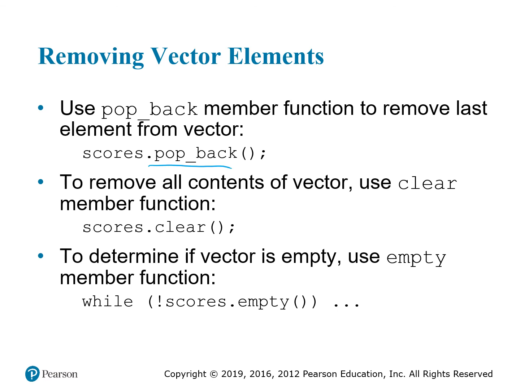You can clear the entire contents of the vector with the word clear, and you can check to see if the vector is empty. Okay, so you could say while not scores.empty, cout scores.pop_back. Okay, and that'll pop the last value off of scores, output it to the terminal, and keep going until you've emptied out the scores array or vector.